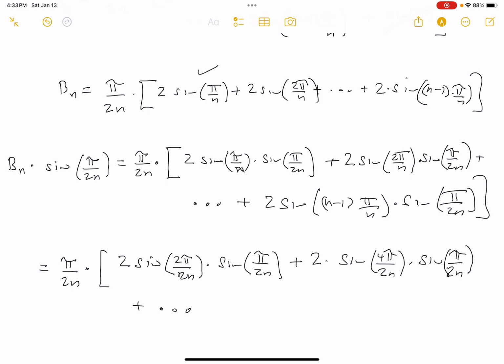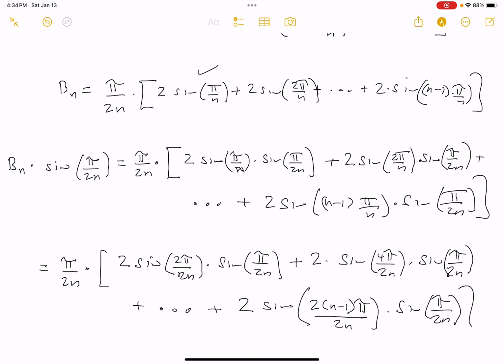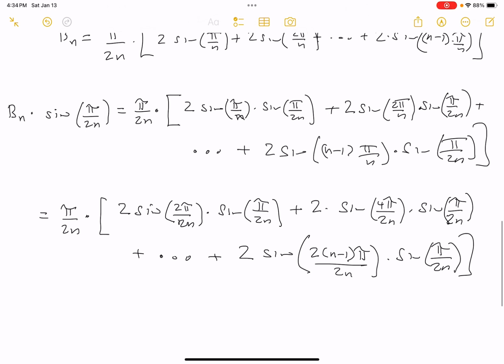Plus yada, yada, yada, plus 2 sine (2n minus 1) pi over 2n times the sine of pi over 2n. All right, I gotta start thinking now. And this really does go back to the original problem, by the way. We just did that. I just really have to go back and look and make sure I did do that to derive that formula, and look back over the notes that we just did.